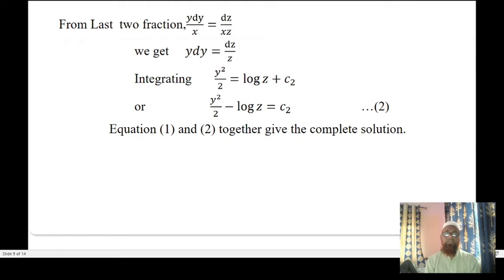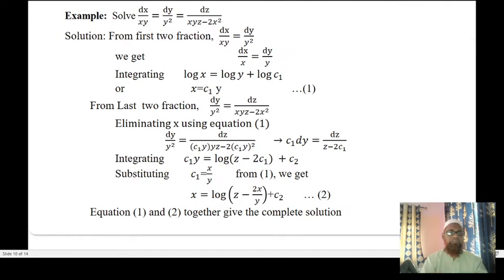So equations 1 and 2 together give the complete solution. In the first method, we are slightly using equation 1, that is slightly different.